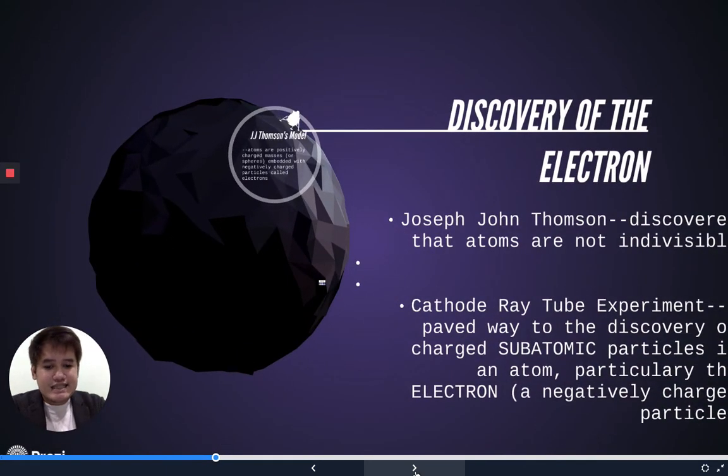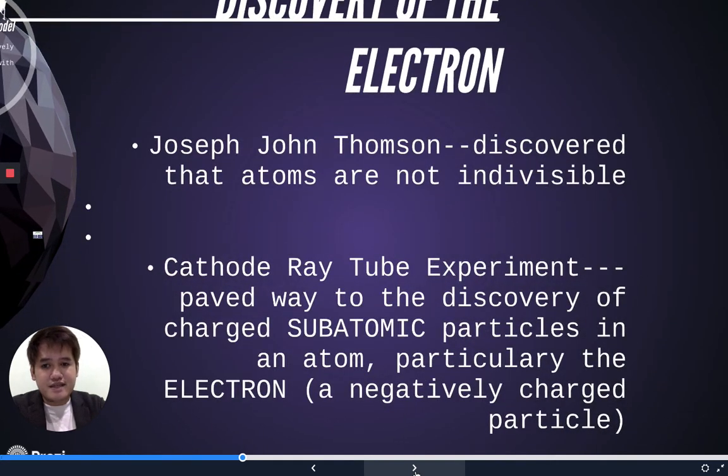Next came the discovery of the subatomic particles. One very important subatomic particle that was discovered is the electron. The electron is a negatively charged subatomic particle, and it was through Joseph John Thomson, or J.J. Thomson, that the notion of the electron was discovered. And how did he do it? He used the cathode ray tube experiment, which paved the way to the discovery of charged subatomic particles in an atom, particularly the electron.